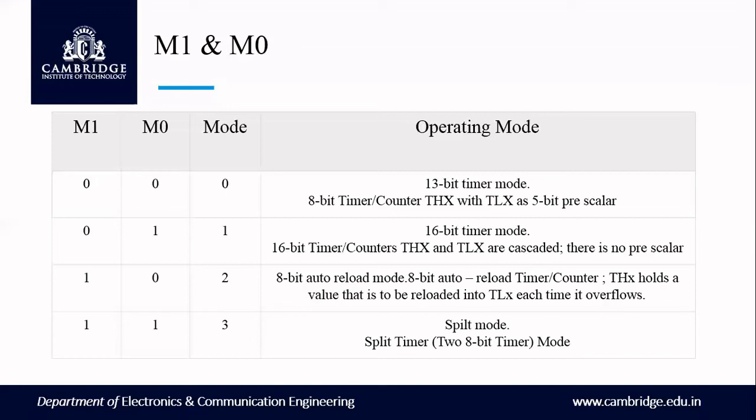Right now what we need to understand is that if the M1 M0 bits in the TMOD register are 1 0, we call it mode 2. Mode 2 is the auto reload mode, which is 8-bit. Here in this case we use only 8 bits. If M1 M0 are both 1 1, we call it mode 3, the split timer mode. So this is about the TMOD register. I think all of you understood the structure.